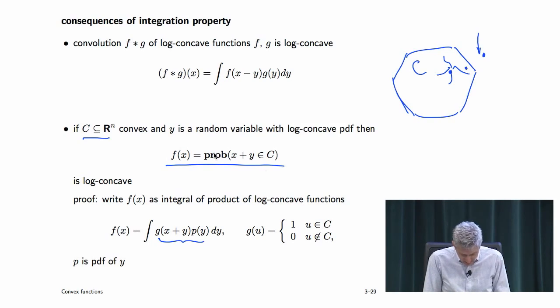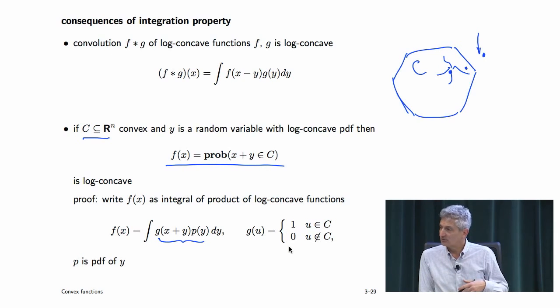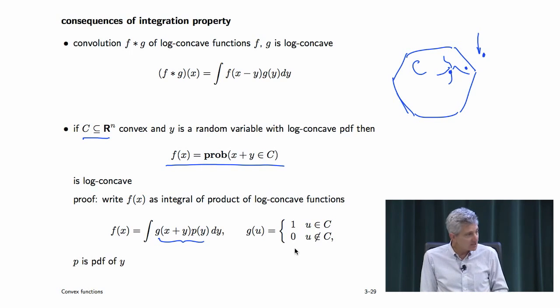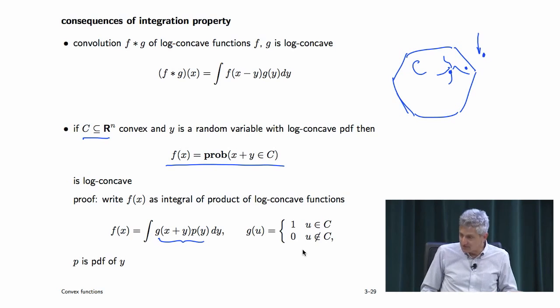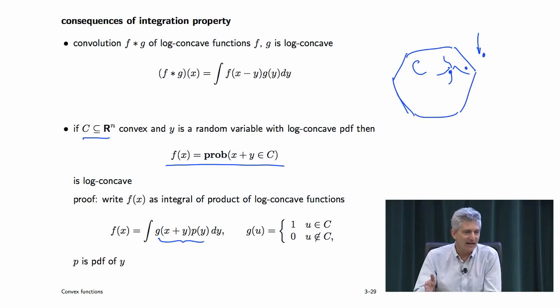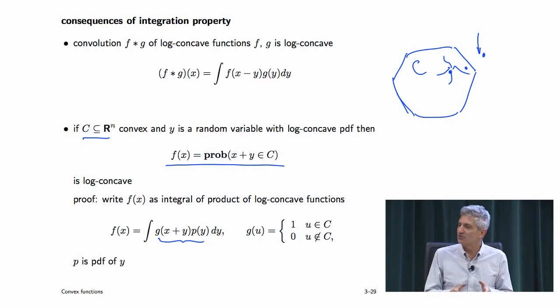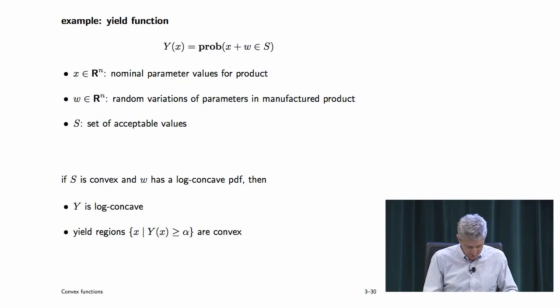P is the density of Y, and G is this weird function that's 1 or 0, right? Both of those functions are log concave, right? P by assumption. G is, it's silly, its log is 0 on C, and then it's minus infinity outside C. It's silly, but it's a concave function, right? The product of two log concave functions, integrated over some of the variables, in this case just Y, is log concave, and this is what you have. So that's the idea. I think we already talked about this.